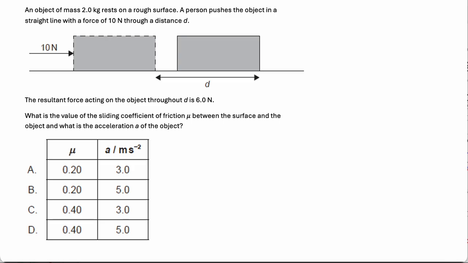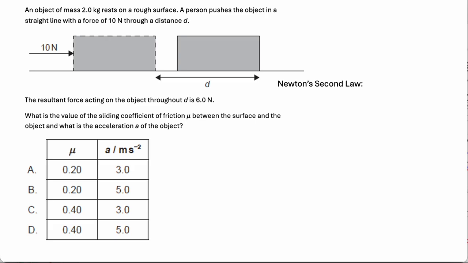Now on the first look at this one, I think I overcomplicated this for myself because there's lots of values and lots of bits of information. Actually, the question is quite simple once you get started. You're told, for example, that you have a 10 Newton force, and you're also told the resultant force is 6 newtons. So therefore, you should be able to put some stuff together here and solve this fairly quickly.